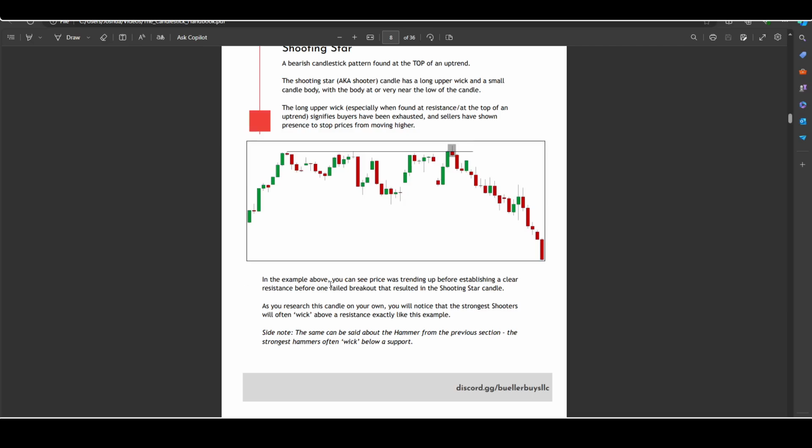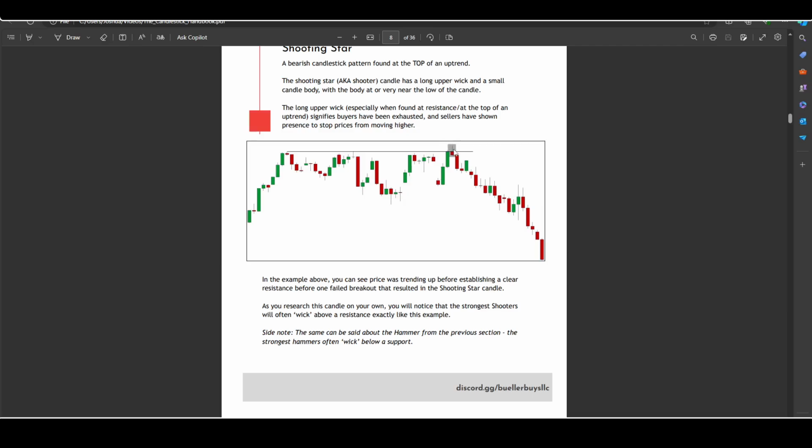In the example above, you can see price was trending up before establishing a clear resistance before one failed breakout that resulted in the shooting star candle. As you research this candle on your own, you will notice that the strongest shooters will often wick above the resistance, exactly like this example. So they're not always going to perfectly touch it like this or like this. It's not going to be perfect every time. It's going to want to go above because this signals that buyers are trying to take over.